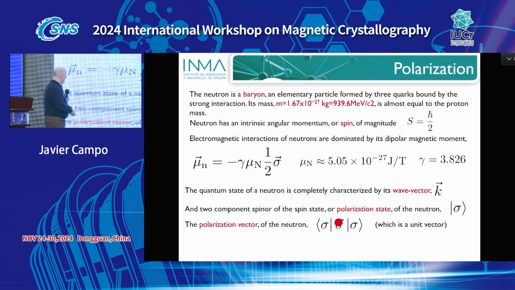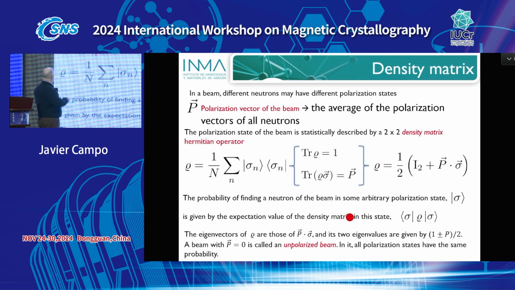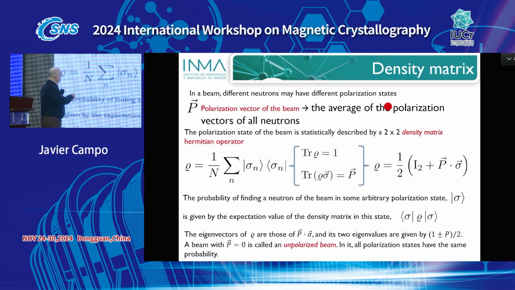And then if you put here sigma x, sigma y, and sigma z, you will obtain a vector that will be a unit vector. Then, in the beam, we have many neutrons that have different polarization states. At the beginning, we don't control the polarization state of our beam. Then let P, the polarization vector of the beam, be the average of the polarization vectors of all the neutrons. We have a beam, and every neutron has a state, and we can define the average of the polarization for each neutron, and this will be the polarization of the beam.